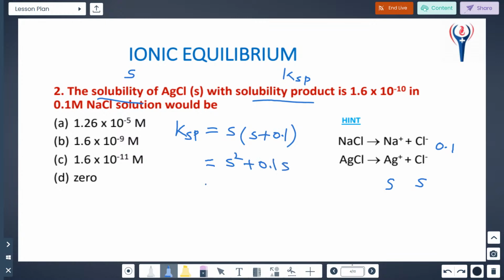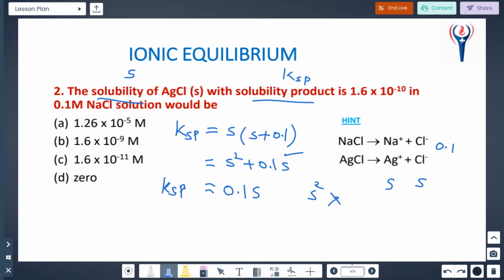Yes, understood? Okay. See, the concentration from NaCl is 0.1, so we can omit S square, because compared to 0.1, S is very, very small. So we can neglect S square. S square is neglected. Understood? Only then are we neglecting the S square. We consider only this value, therefore only 0.1 S we consider. On the left hand side, KSP.